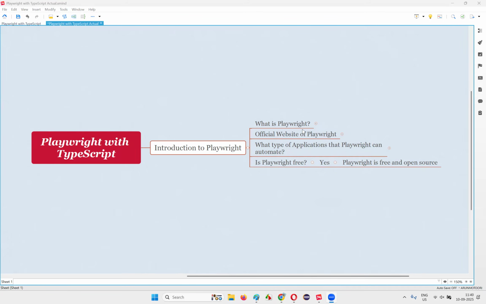So hope you understood whether Playwright is free or paid. Playwright is absolutely free, completely free. No need to pay any license amount or bear any license cost. Not only free, it's also open source. So openly people are contributing to the Playwright project.